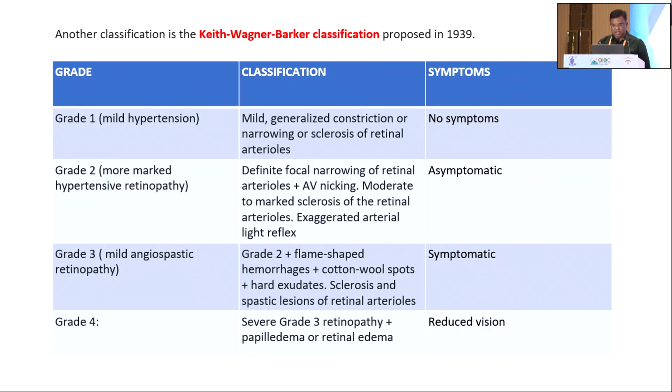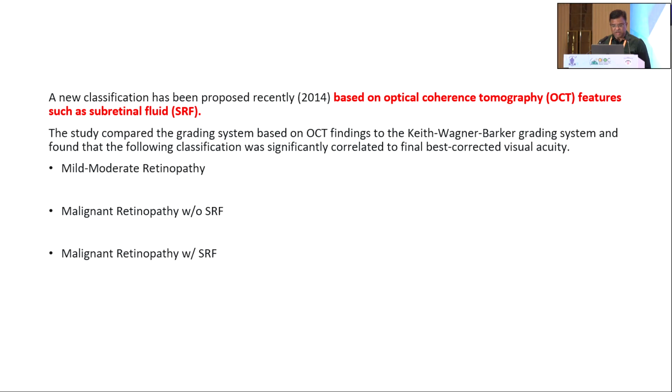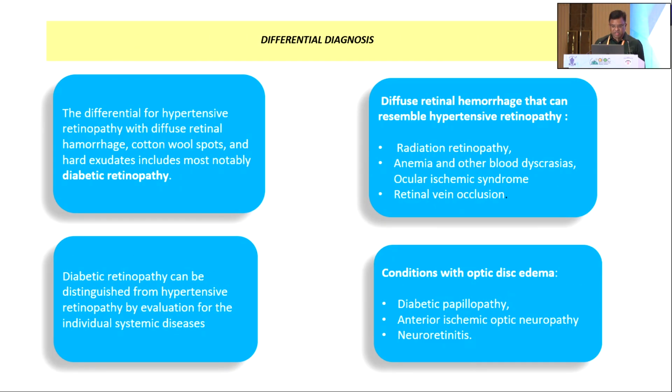For clinical diagnosis, there are different classifications given. Among the most commonly used is the Keith-Wagener classification. The more recent Wong and Mitchell classification has some advantages, and very recently optical coherence tomography uses subretinal fluid as a marker for classification. So recent advances do include the provision of AI, which leads to better understanding of the vasculature.